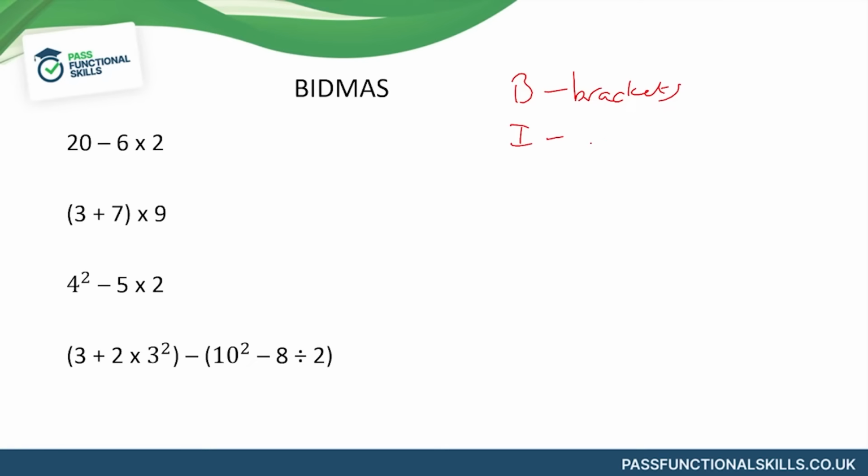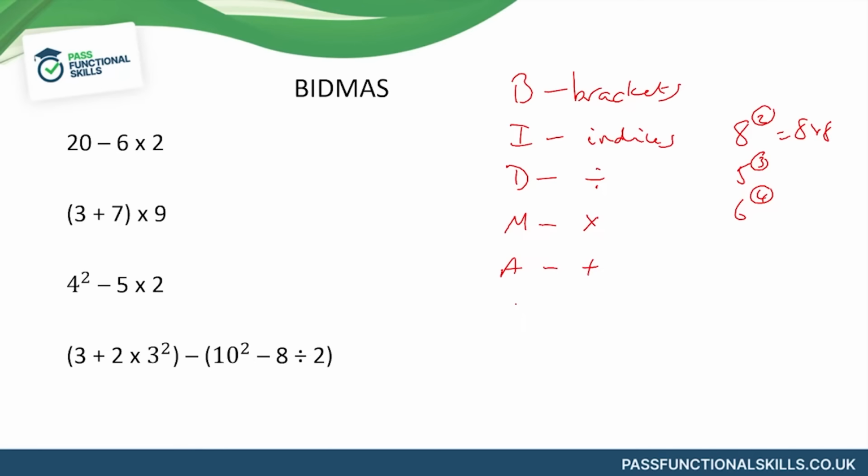I stands for indices. Now indices are these little numbers here, like 8 squared, meaning 8 times 8, or 5 cubed, 5 to the power of 3, or 6 to the power of 4. So these small numbers, these are indices, sometimes referred to as powers. D stands for division, M stands for multiplication, A stands for addition, and S stands for subtraction.